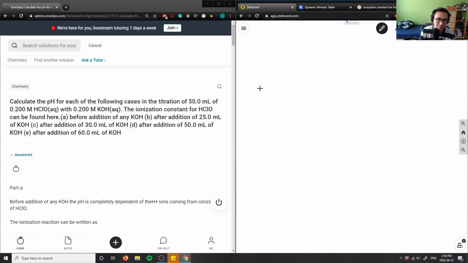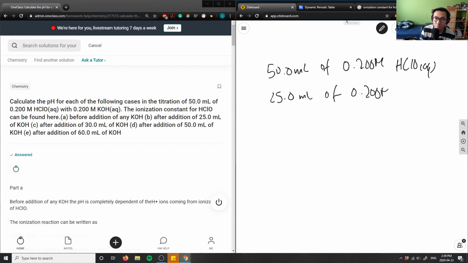Part B states that after adding 25 milliliters of base here, so I'm going to say that now I have 50 milliliters of 0.200 molar hypochlorous acid, and then I added 25.0 milliliters of 0.200 molar KOH. So now my titration has begun, right? I've added acid and some base, which is great. So now what I have to do first is find out what the moles of these two things are before I find concentration.